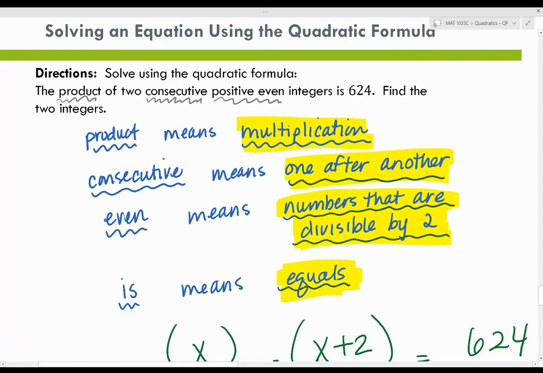Even means numbers that are divisible by 2. And then it says is. So once we multiply them together, is translates into equals. So their product should be 624 when we put them together. And then they want us to find those two integers.